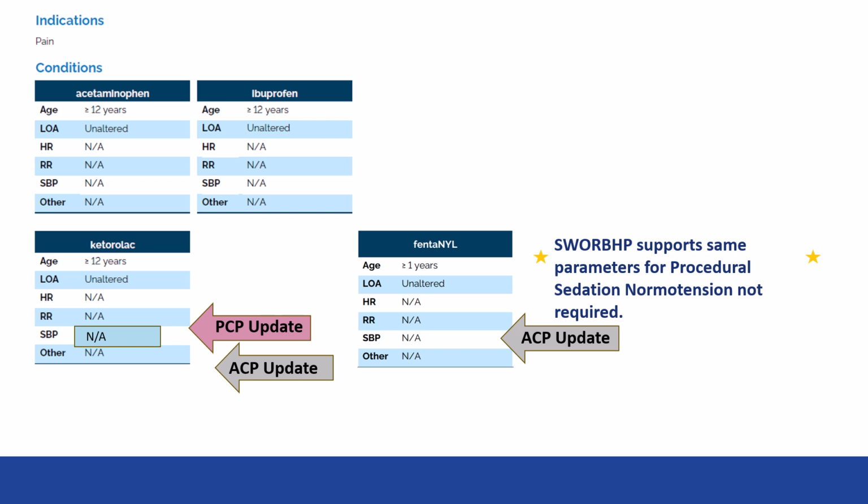Under the ACP scope, the procedural sedation medical directive also contains fentanyl. The normotension condition is still listed here in the ALS PCS 5.4. However, this was an oversight in the update, and SWARP suggests using the same parameters of not applicable for systolic blood pressure in the procedural sedation medical directive.